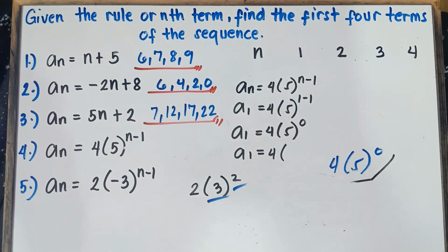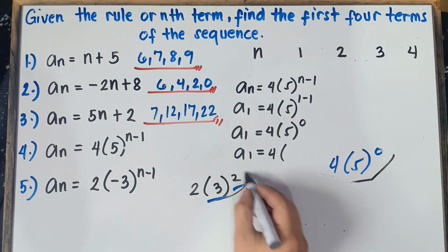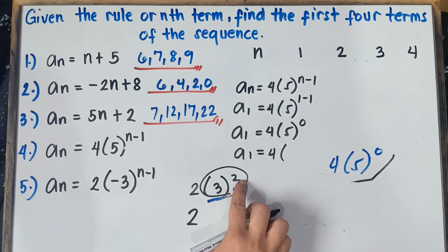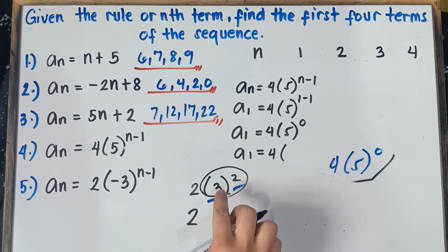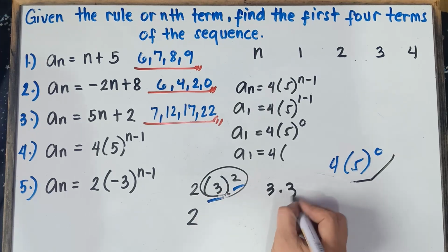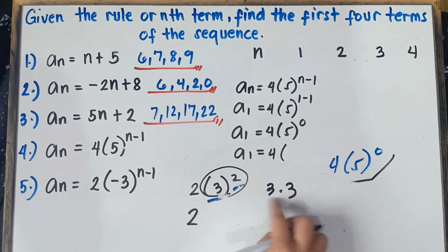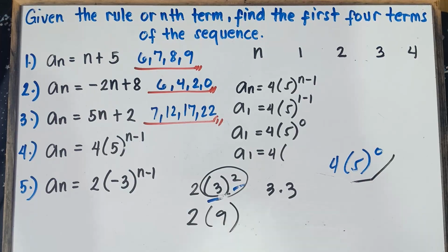You simplify this one first. Do not multiply 2 and 3. Simplify this one first. So copy 2. 3 squared doesn't mean 3 times 2. It means you multiply 3 by itself twice. This is 3 times 3. Once again, class, this is not 3 times 2. It means 3 times 3, that would be equal to 9. So this will be 2 times 9, that would be 18.